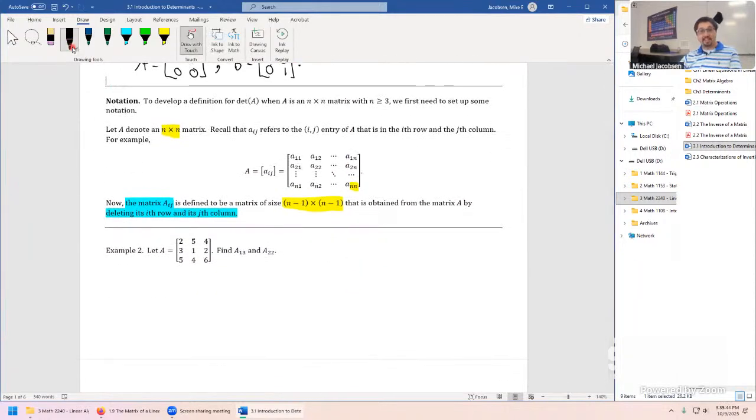So just for the sake of practicing those notations, here's what A13 would look like. A13 means delete row 1, delete column 3. And so now we have a 2 by 2 matrix, 3, 5, 1, 4. Does that make sense to folks on forming that notation there?